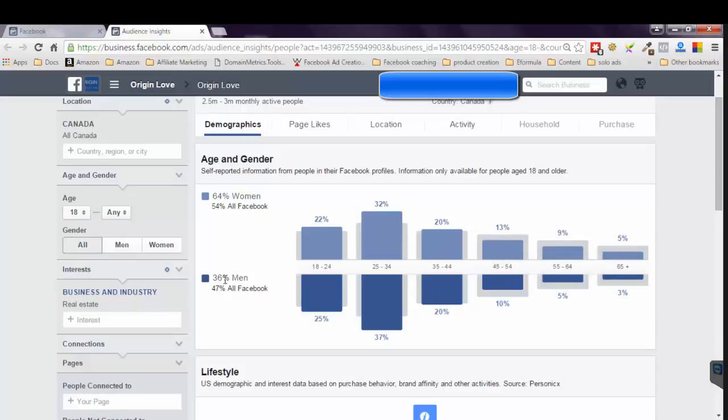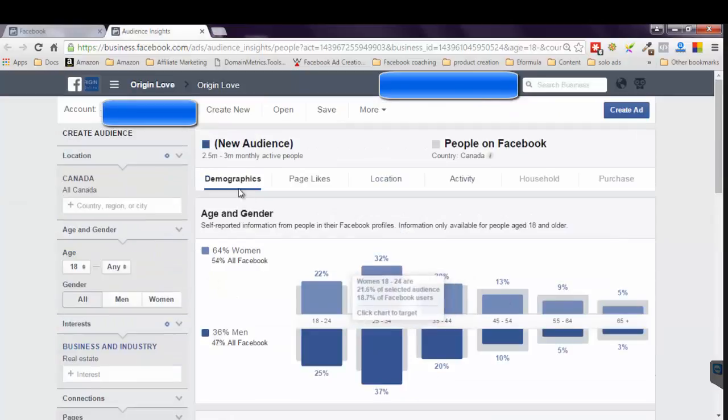The next part here is that 64% of the people that like real estate are women, and 36% of them are men. So again, in this case, the majority is women. So for my ad, I will target the demographic group of women from 18 all the way to 50 years old. That is what you need to know for this particular tab, demographics.